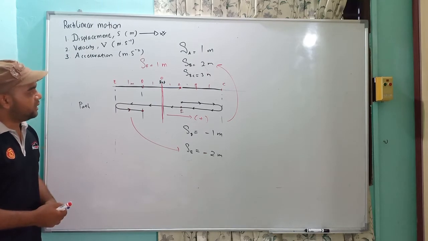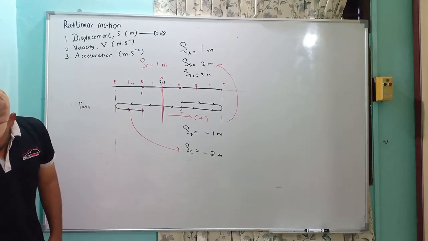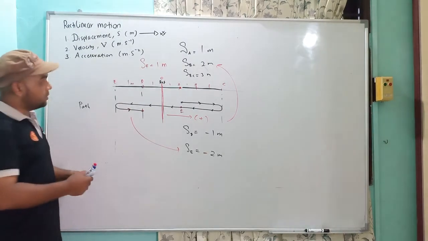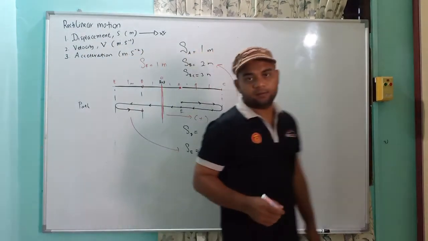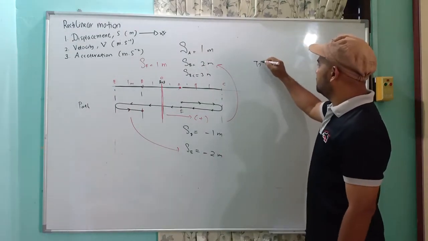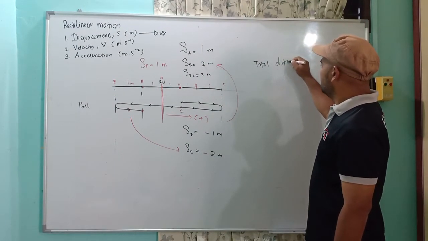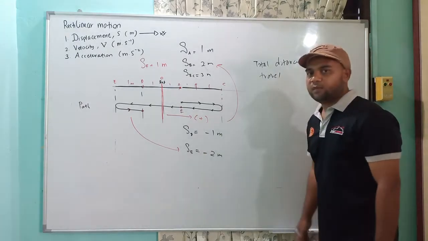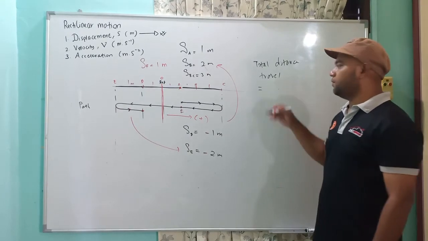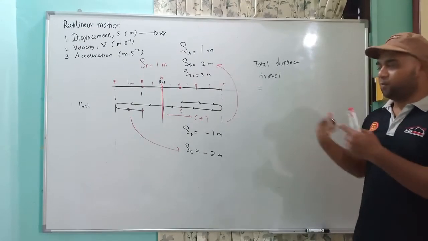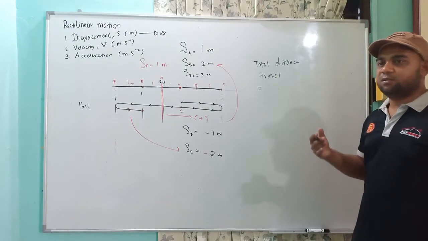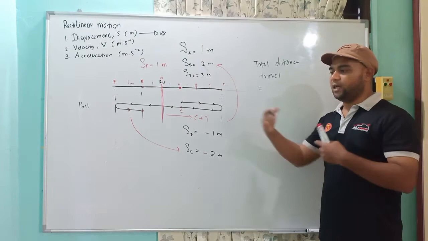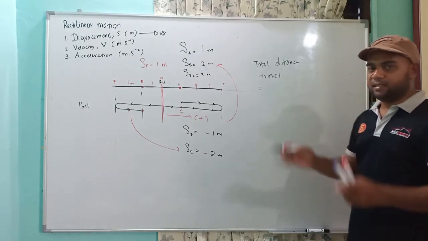The other thing is that normally the question will ask you about total distance travel. Total distance travel is different from displacement. Displacement can be positive or negative. Total distance travel is only the distance, so it is always positive. We don't have a direction, but it is a distance travelled.